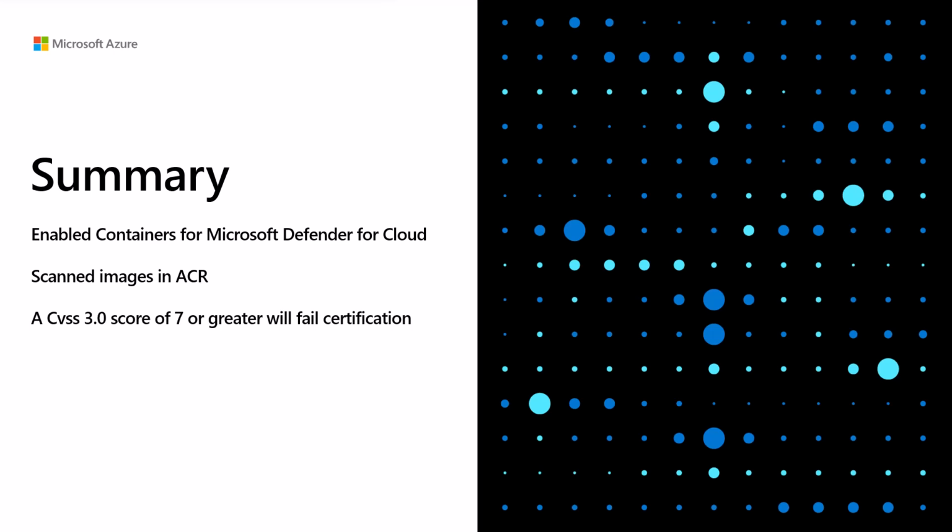We mentioned that a vulnerability score of 7 or greater will cause your image to fail certification for your container offer. So you want to make sure that all of your vulnerability findings are of a score less than 7. This means they're probably warnings, not errors. And finally, we did patch a vulnerability with a new image. So you saw how our vulnerability warnings actually went away.